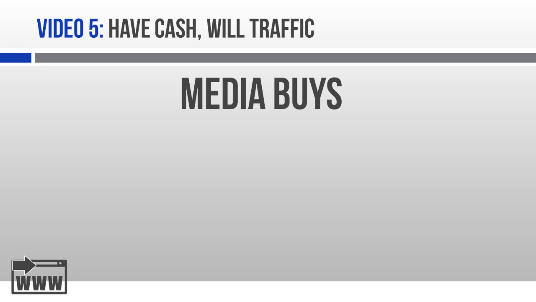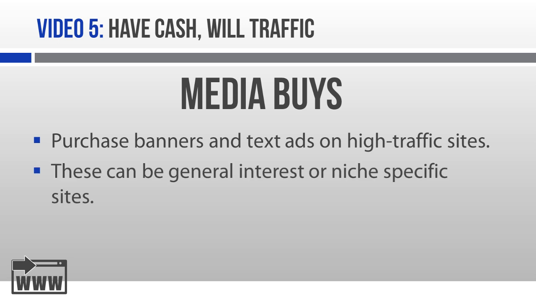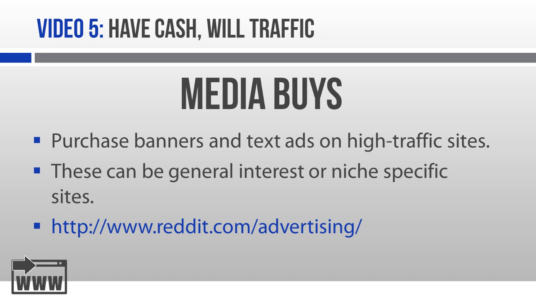Now, let's take a look at the second paid advertising strategy, which is referred to as media buys. This means you purchase banners and text ads on high-traffic sites, and these can be general sites like Reddit, which allow you to show your ad to a targeted audience, or you might place a banner ad on a site that's in your niche. To get started on Reddit, just go to reddit.com/advertising. You'll be paying a flat fee per CPM, which means per 1,000 impressions. And this fee can be as little as 75 cents per 1,000 impressions.